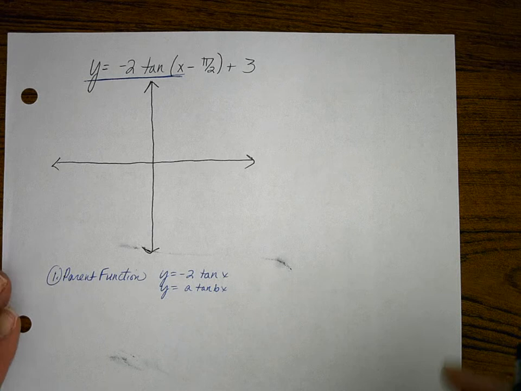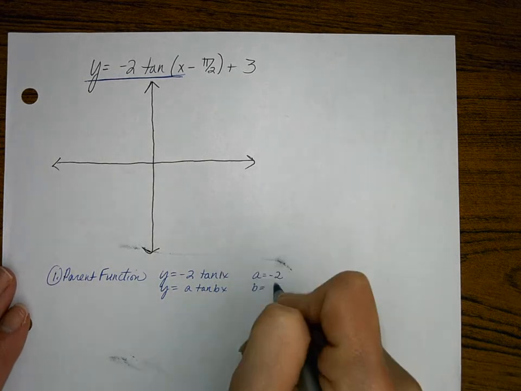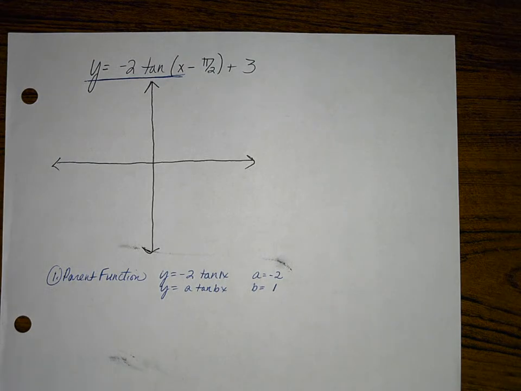Now, what number's in there for a? A is negative 2. What's in there for b? A 1 in front of that x. Beautiful. All right. Now, a makes me think of amplitude. What do we know about amplitude? Chelsea? There is none. What kind of graph am I in? Tangent. Tangent has no amplitude because it does not have a minimum or a maximum value.